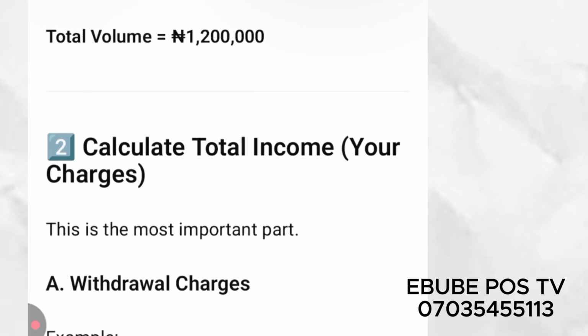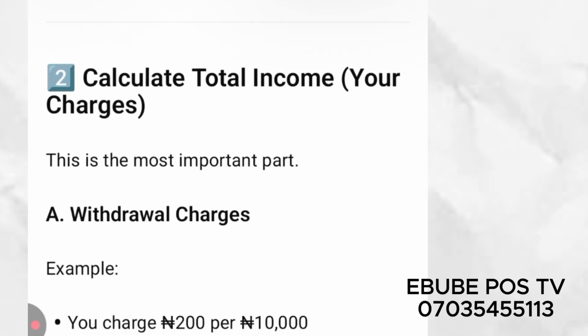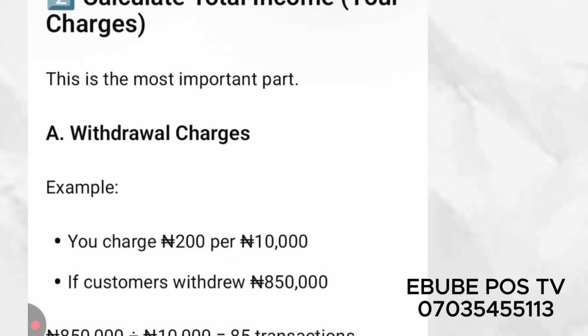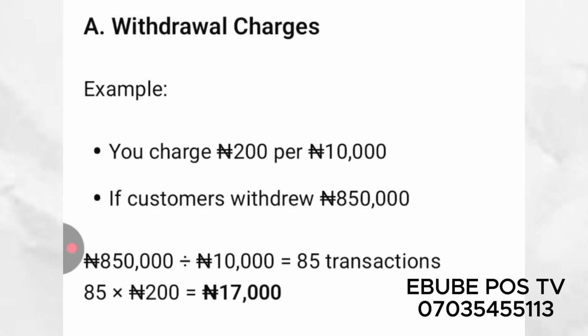So here it is. How to calculate your total income? This is the most important part. Withdrawal charges, for example, you charge 200 naira per 10,000. If customers withdraw 850,000 naira, we divide 850,000 by 10,000, so you have about 85 withdrawals. Let me take this again. This is just an approximate calculation, it's not exact. Sometimes they can do 1,000, 2,000 or the like. But let's say for each 10,000 is 200 naira.